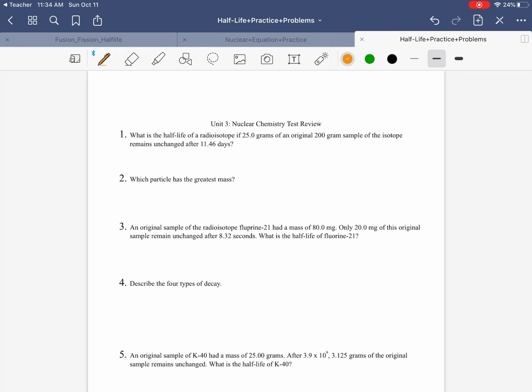So number one, it says, what is the half-life of a radioisotope if 25 grams of the original 200 gram sample of the isotope remains unchanged after 11.46 days? Okay, so they want to know what the half-life is. So we don't have that information. Our initial, I'm just going to put I, is 200. Okay, so I like doing the chart. So at no half-life, you're starting at 200 grams. And they want to know what's the half-life.